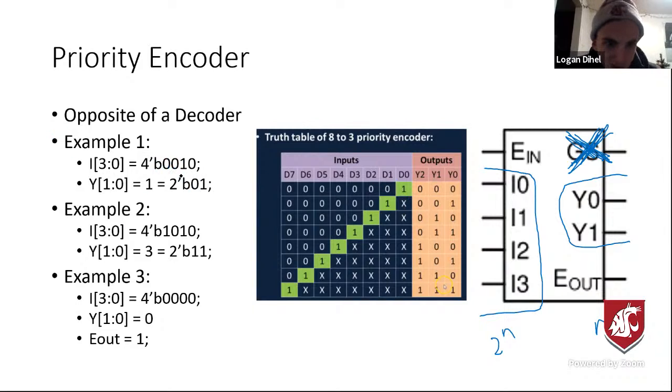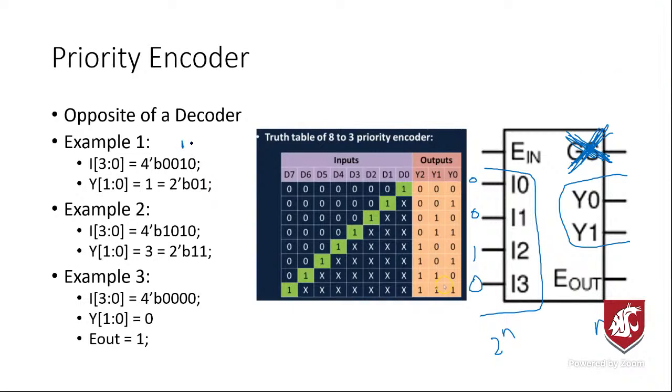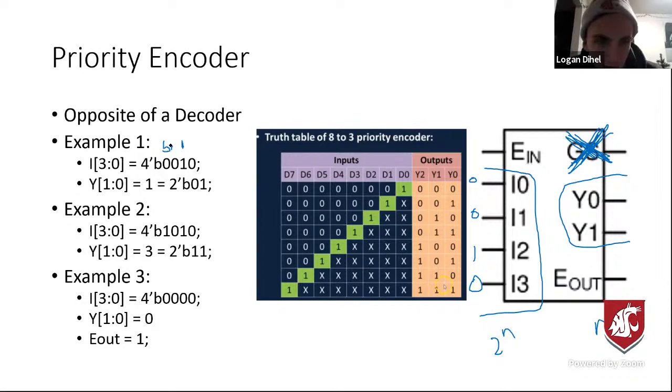So here's the first example. If our input to this guy is 0010, we see that bit 1 is a 1. So the output is going to be a binary 1. And then in this one, we see bit 3 and bit 1 are both high. And so we always take the highest number. So that's where we get this. That equals 3 on the output.